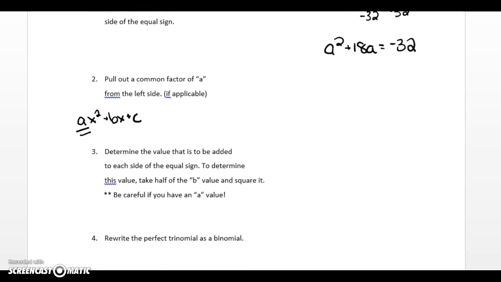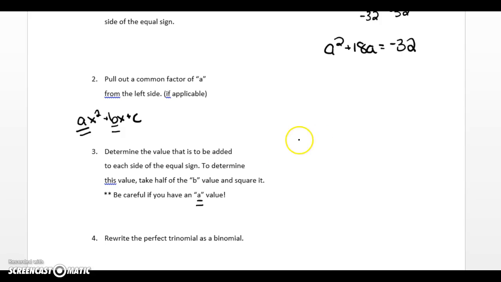So step number 3 says to determine the value that is to be added to each side of your equal sign. And to determine this, you take half of the b value. So that's the number connected with your x term. So you take half of that and then you square it. So be very careful. When you have an actual a value that is not 1, there's a certain process you have to go through. So very similar to what we did in chapter 3. If you have an a value, in order to add it to the other side of your equation, you'd first have to multiply with that a value. We did something very similar in chapter 3. So just follow those steps there, okay?